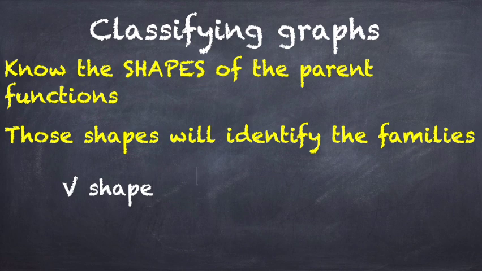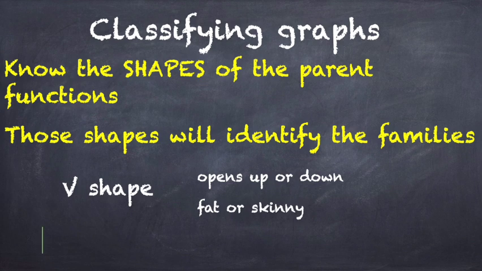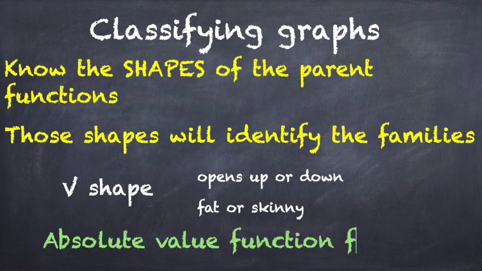The shapes of the graph will identify all of the families. A V shape opens up or down. Whether or not it's fat or skinny isn't relevant. It's always going to be an absolute value function every single time.